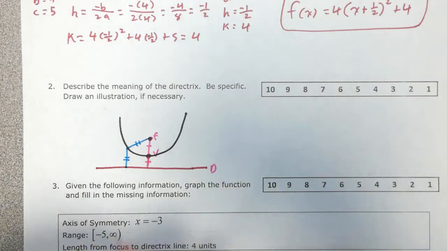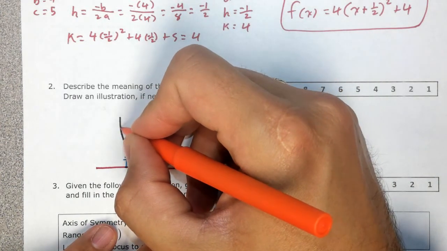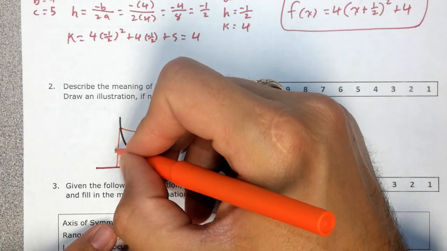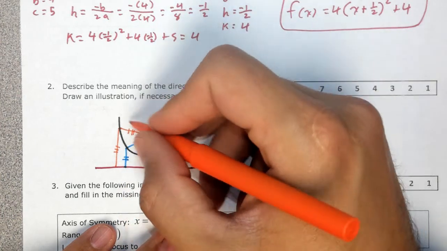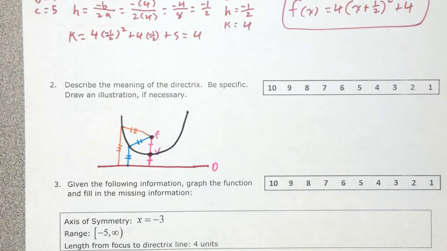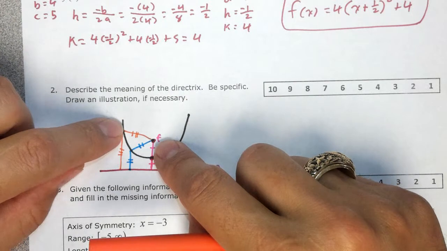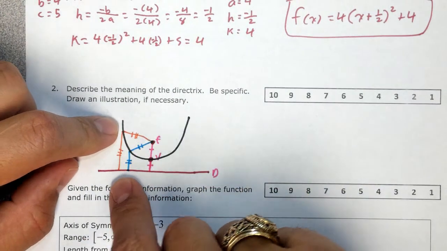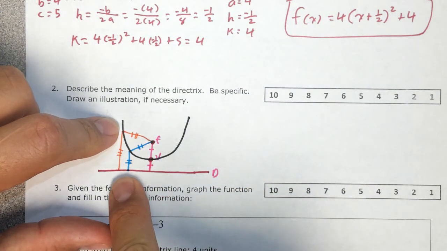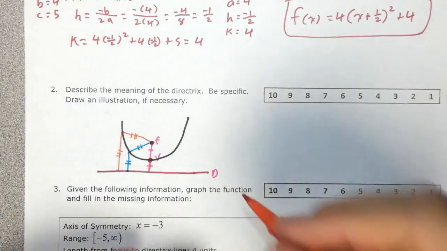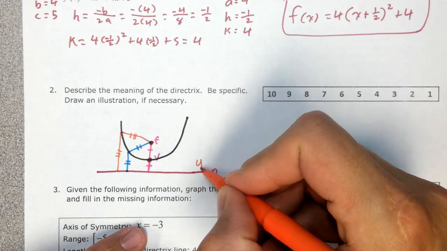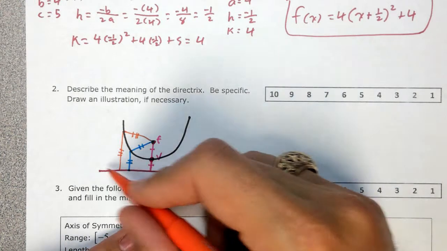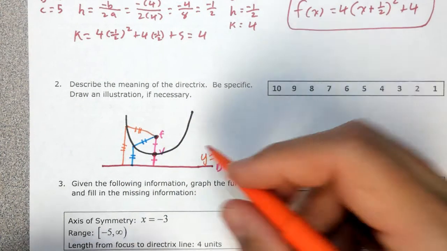Or we can look at this point over here. This point is the same distance here. So this distance is always the same. The distance from the focus to the parabola and the parabola to the directrix line is always the same. And the directrix line equation is always written as y equals whatever this horizontal value is.